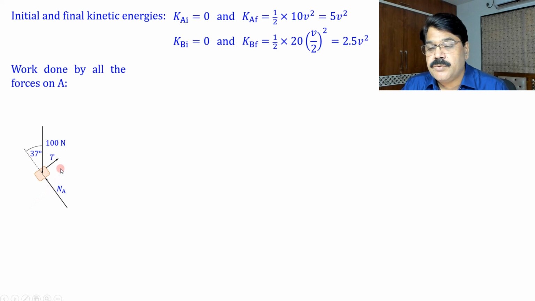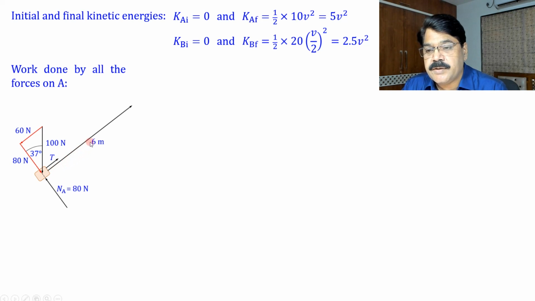Now we show the displacement of the block A and resolve these forces into their components along the displacement and perpendicular to the displacement. Let us resolve the force mg. So this will be 60 Newton and this will be 80 Newton. Now we show the displacement of the block. The displacement of block A is 6 meter.